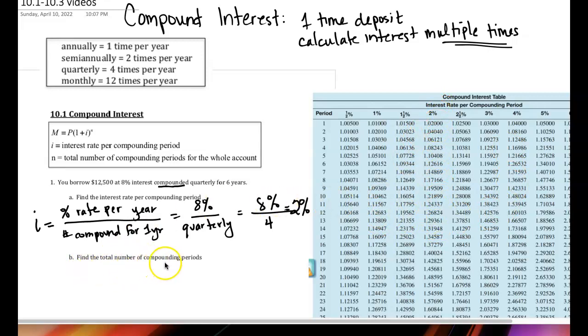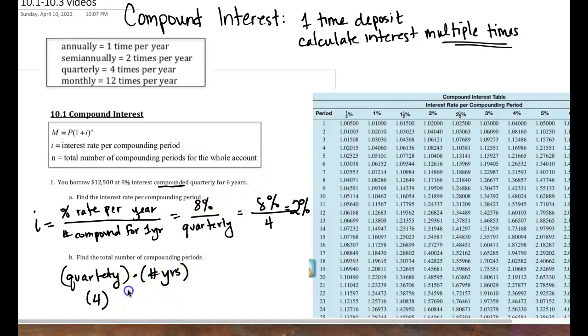Find the total number of compounding periods. This really means how many times are they going to calculate interest for the entire account of your loan. Well, they're compounding interest quarterly. That means 4 times a year, times the number of years. Well, in this case, our account is good for 6 years. So 4 times a year for 6 years is a total of 24 times to calculate interest. That means in our chart, we're going to look at row 24.